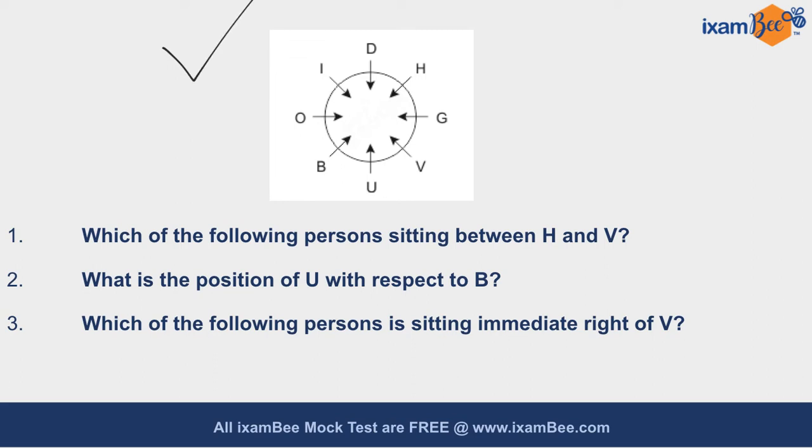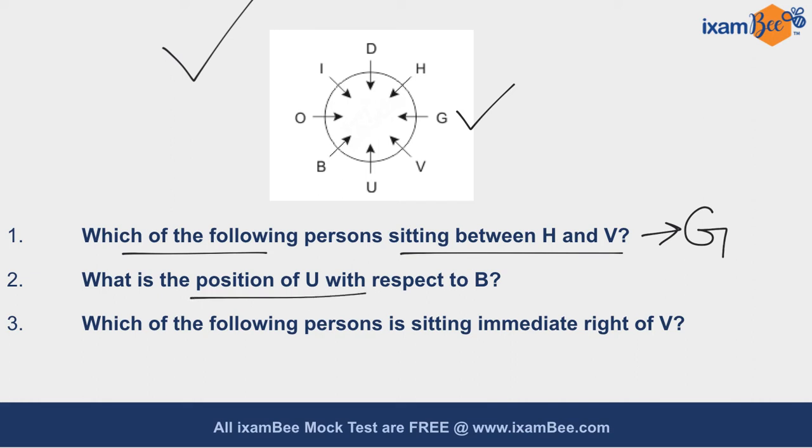Basis on this arrangement, you have to answer some questions. First question states, which of the following persons sitting between H and V? Clearly, G is sitting between H and V. So the correct answer for this particular question is G.